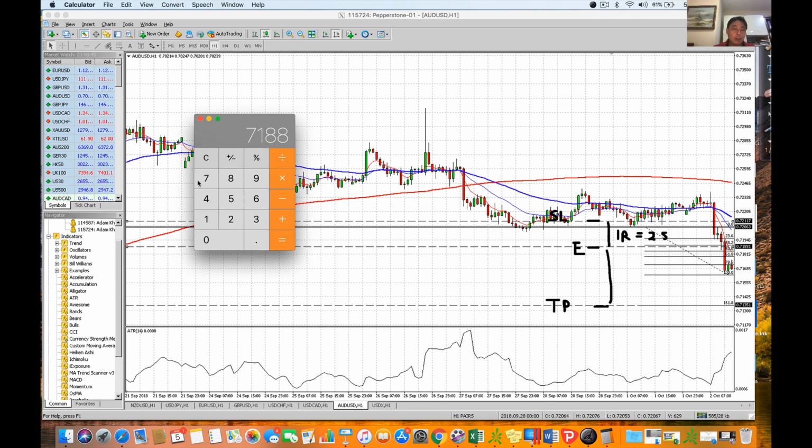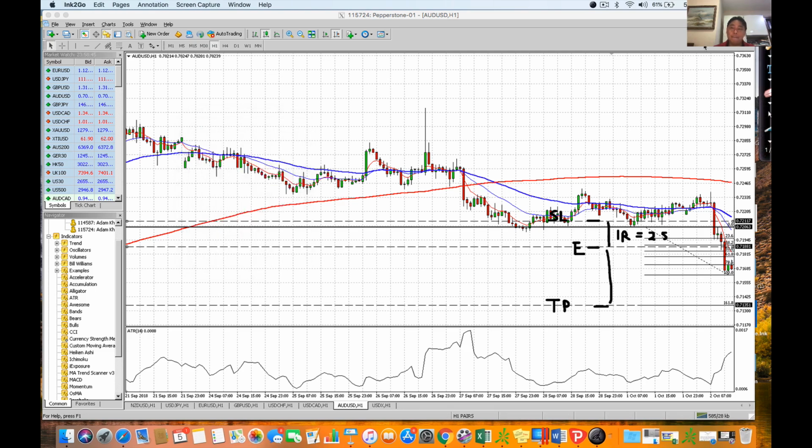$7,188 minus 7,135. 53 pips. This is 53 pips. So I'm risking 25 pips to make 53 pips. That is more than 1:2. So this is a very nice trade, risking 1R to make 2R. Okay, see how that works?